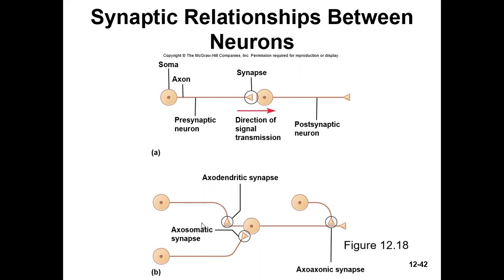So looking at picture B, an axodendritic type of synapse, we have the axon of the presynaptic neuron synapsing with the dendrite of the postsynaptic neuron. An axosomatic synapse would follow suit in the nomenclature. The axon of the presynaptic neuron will synapse with the neurosoma or the neurocell body. Then an axoaxonic synapse will have the presynaptic neuron synapse with the axon of the postsynaptic neuron.